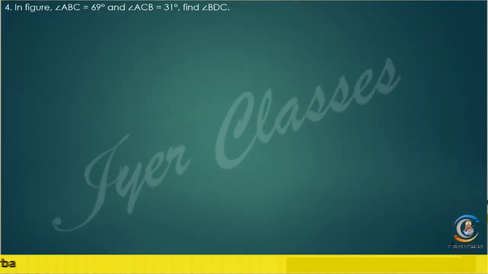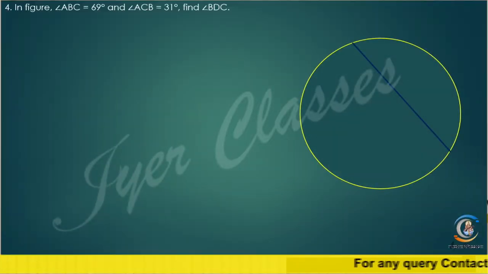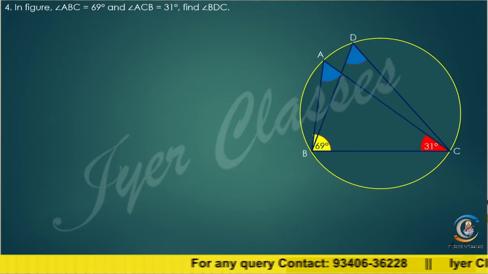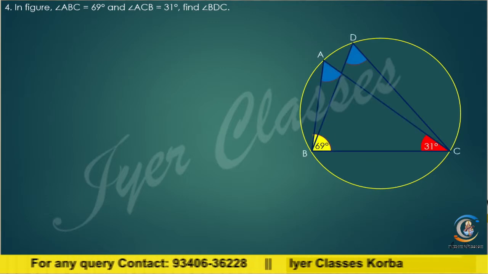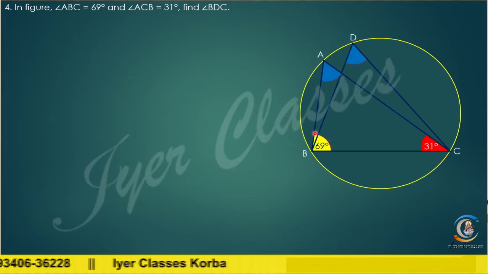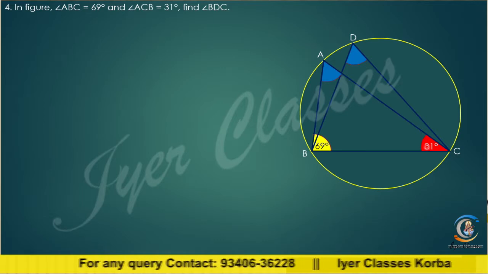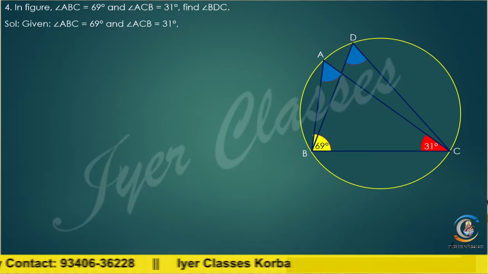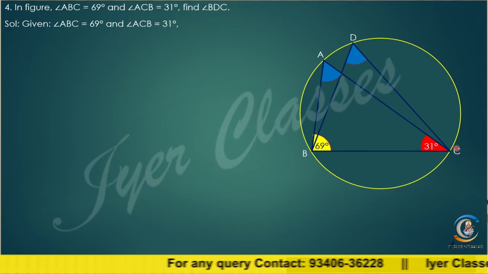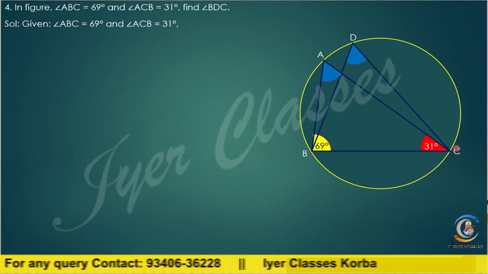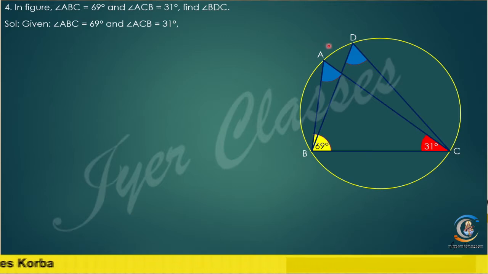Now let us move on to the fourth question. In the fourth question, we are given a figure in which angle ABC is equal to 69 degrees, that is the yellow angle, and we are also given that angle ACB, the red one, is equal to 31 degrees. You're supposed to find the angle BDC, which is the blue one. I want to measure that angle. We have another triangle, triangle BAC.